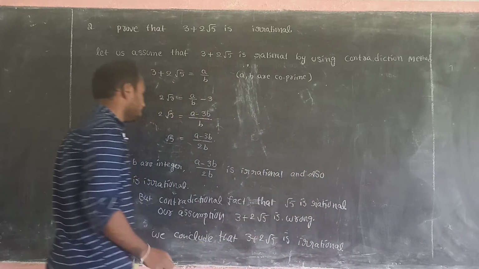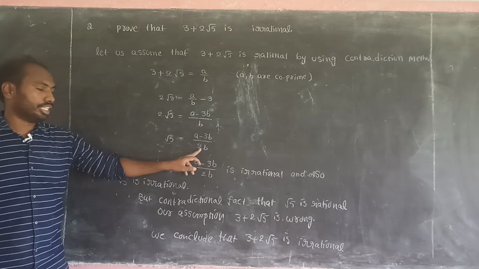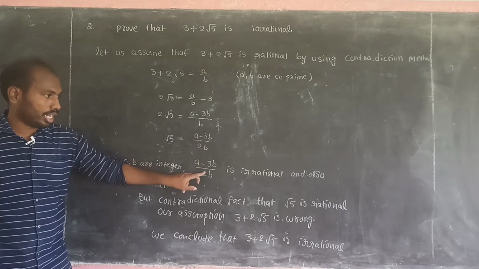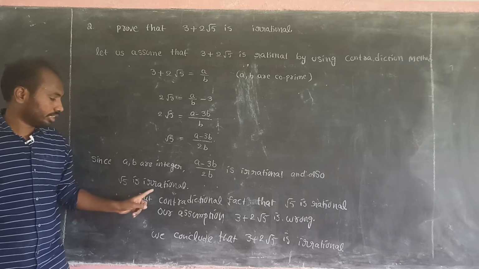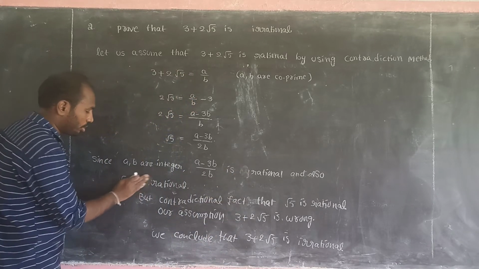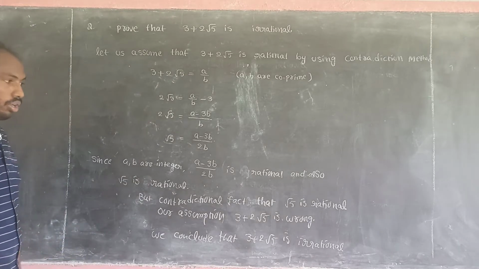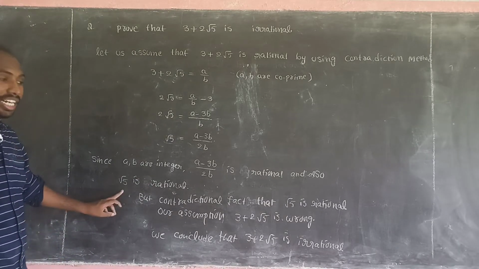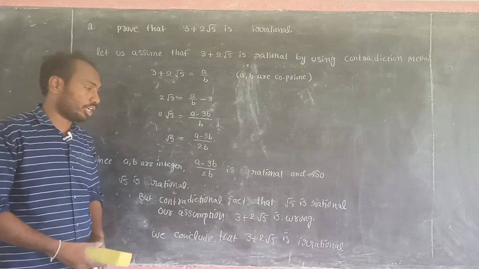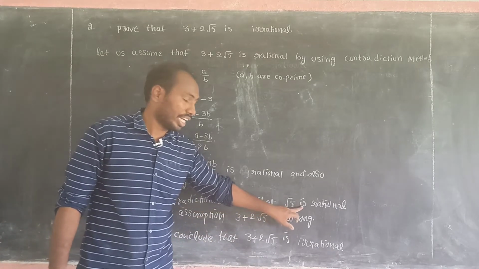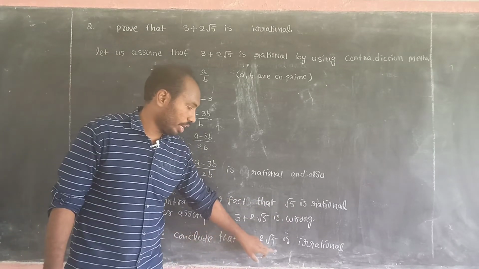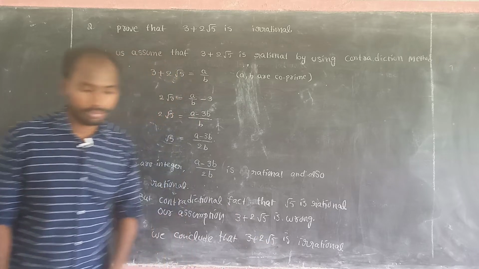Okay, so a, b are integers. So a minus 3b by 2b is rational, and also root 5 is rational. But this contradicts the fact that root 5 is irrational. Our assumption that 3 plus 2 root 5 is rational is wrong because root 5 is irrational. We conclude that 3 plus 2 root 5 is irrational. Write down.